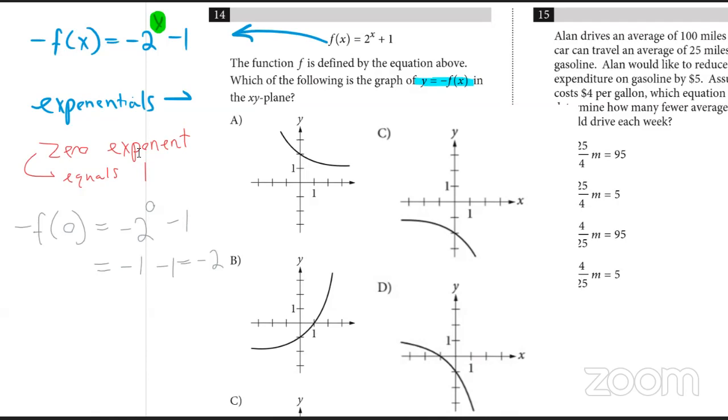And which of these graphs, when x is 0, has a y value of negative 2? There's only one that does that. So the answer to number 14 has to be C.